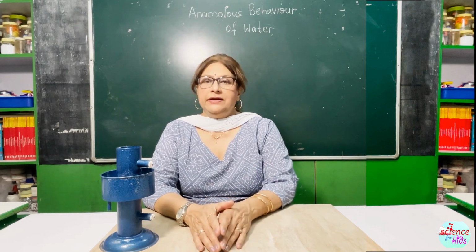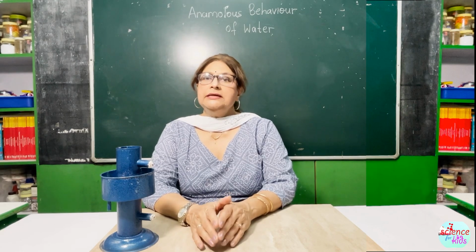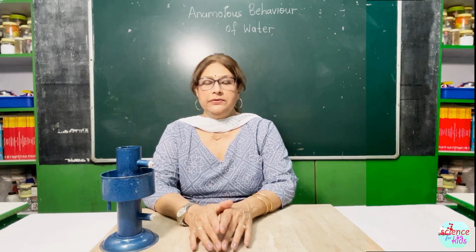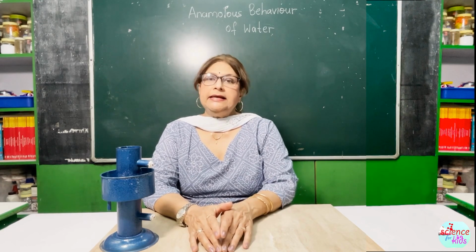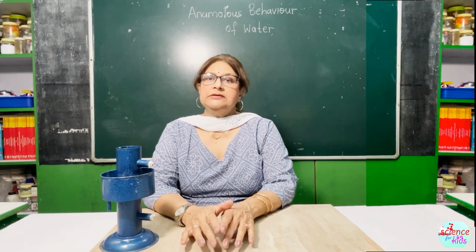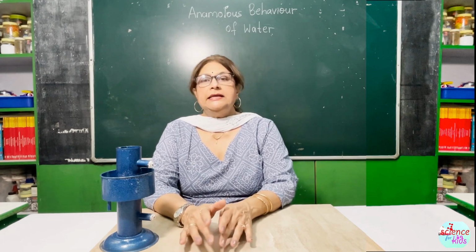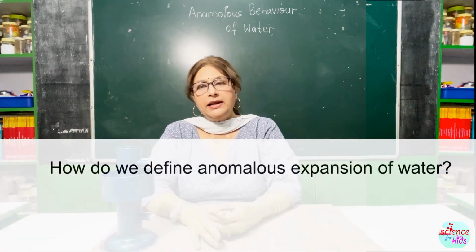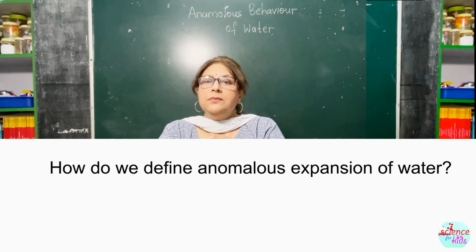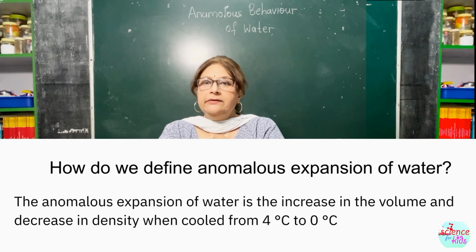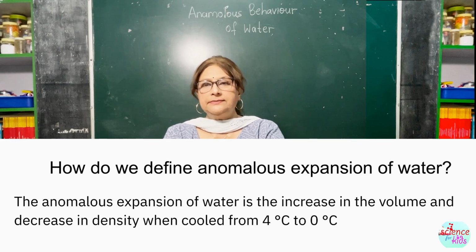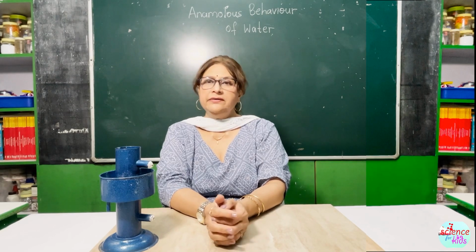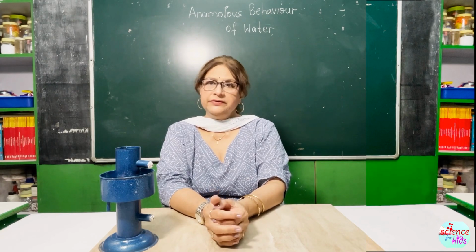Like any other liquid, when water is cooled, the temperature decreases and it starts contracting until it reaches a temperature when suddenly it starts expanding. Its volume increases and the density decreases. So how can it be defined? The anomalous expansion of water is increase in volume and decrease in density when it's cooled from 4 degrees Celsius to 0 degrees Celsius. You must be wondering why water behaves in such a way.